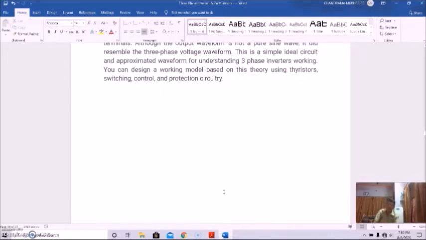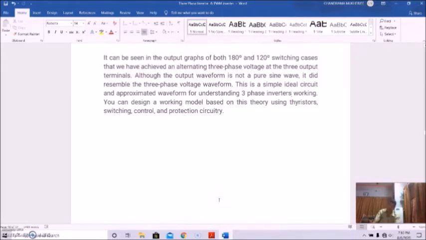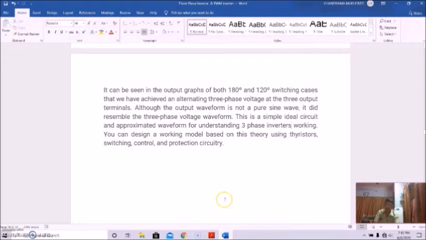Actually, the three-phase inverter, its operational modes, that is, we have discussed two modes, 180 degree conduction mode and 120 degree conduction mode. So I think you will understand it.